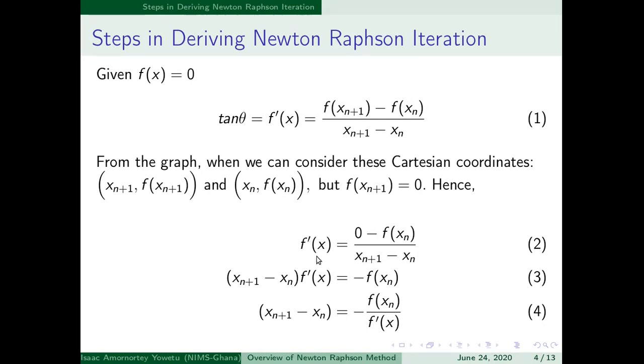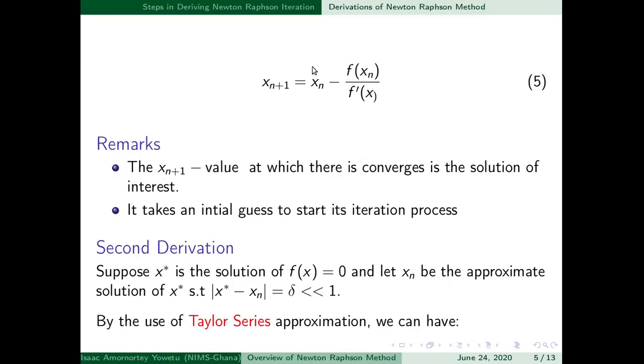First, our first derivative gives us this when this one is equal to 0. So we do our little manipulation with the aim of getting this best approximation. We continue with this manipulation until we arrive at this. Here we see the x n value at which there is a convergence, the very solution that we are looking for. We may not get the actual root, but after performing a couple of iterations, when we get convergence, then this x n is the actual root that we are looking for. To perform this, we need to start with an initial guess.